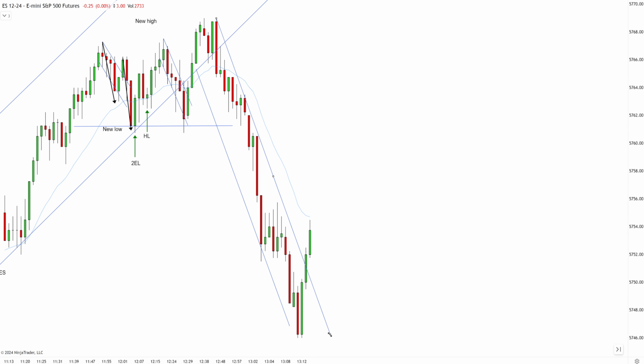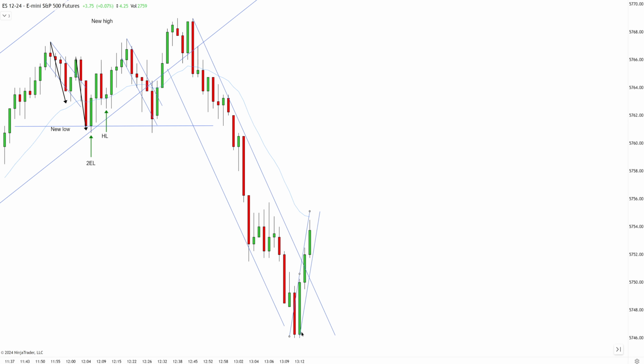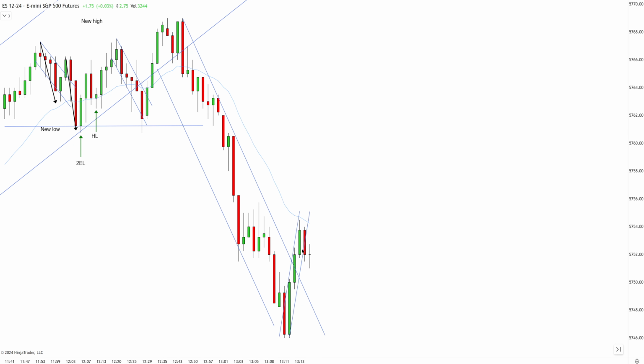Perfect. So I want to see a two-legged pullback at the EMA. I'm going to redraw the uptrend. Okay, I'm going to use the counting technique. I'm looking for breaks below bars' lows. Okay, first entry short. So I want to see a second entry short at the EMA.